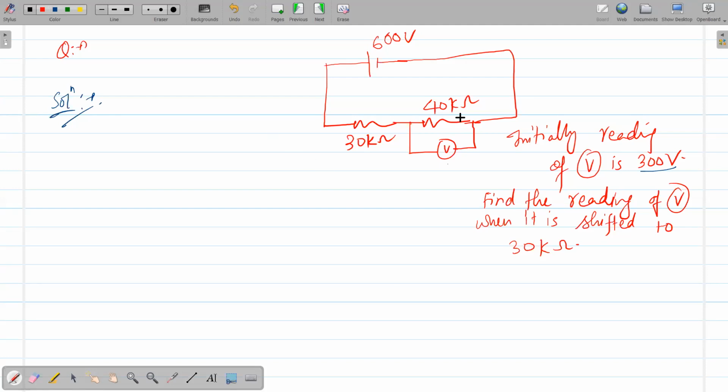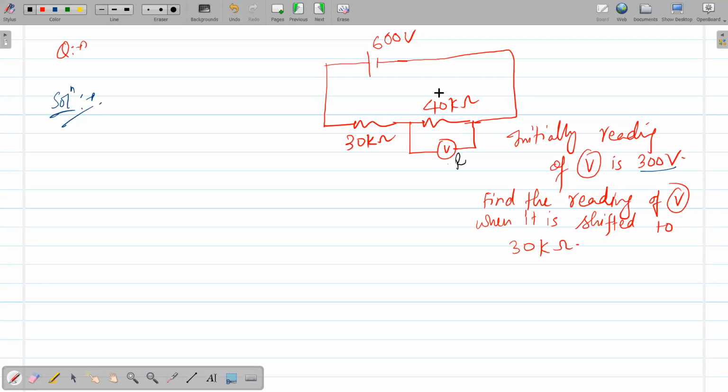First of all, in such cases we have to take the resistance of the voltmeter as R. You might be thinking, sir, what if the resistance is infinity? Then no problem, you will get the value of resistance as infinity. But in such cases, the suggestion is to consider some unknown resistance from your side initially.